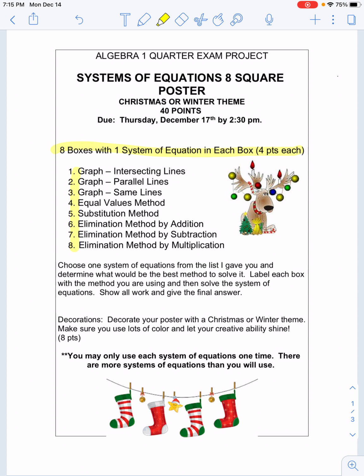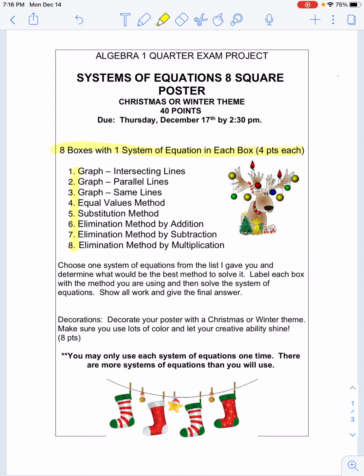Sorry. And then in boxes 5 through 8, you're going to show a substitution method and then 3 elimination methods. First elimination method would be through addition. There would be 1 through subtraction. And finally, the last one would be making an equivalent equation using multiplication.